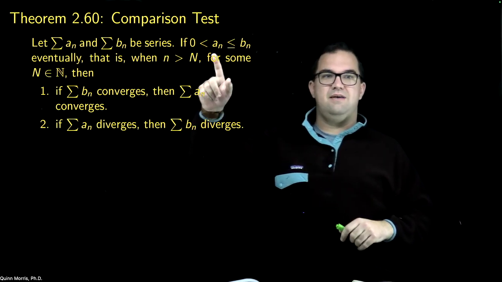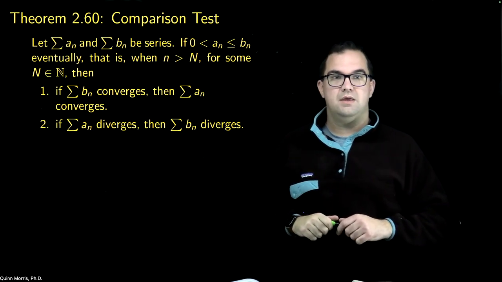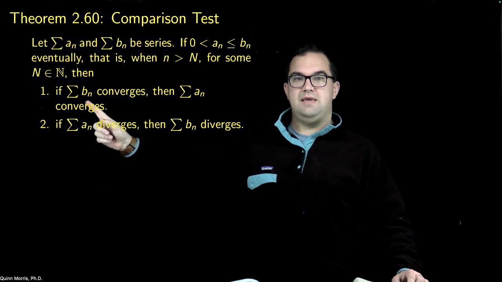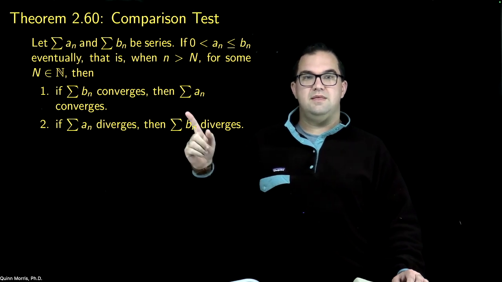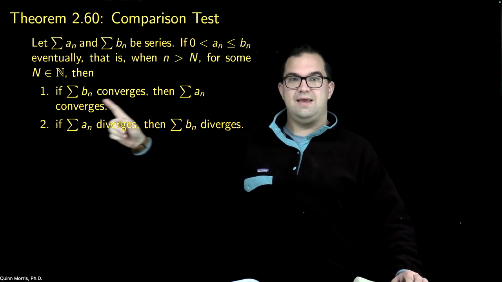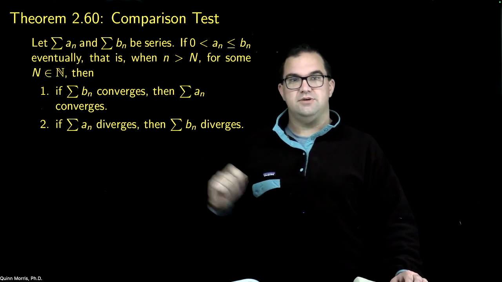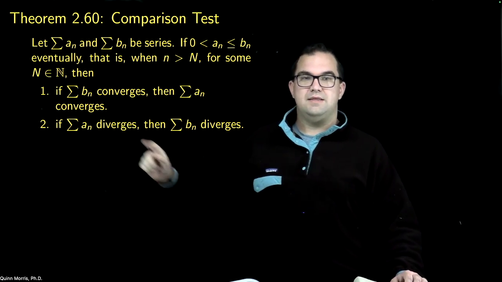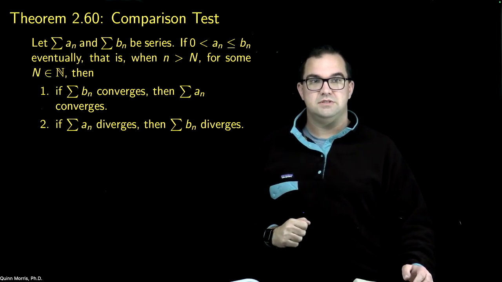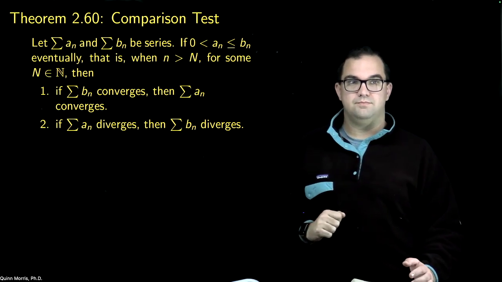And so this says if this inequality holds eventually, then if the sum of the b_n converges, then the sum of the a_n converges. Said another way, if the larger series converges, then the smaller series must converge. And the second part says if the smaller series diverges, then the larger series must also diverge.